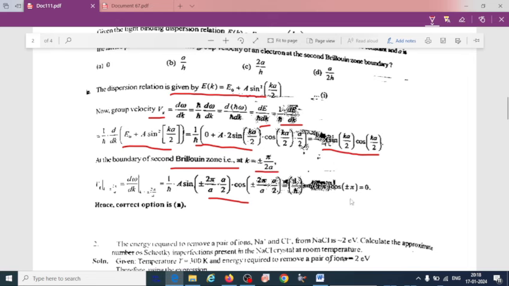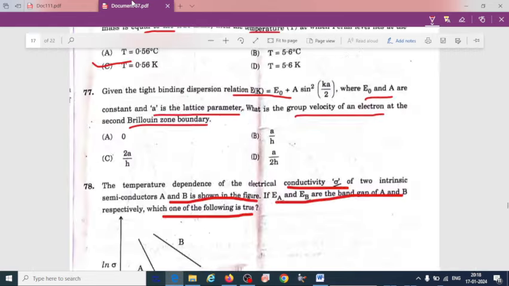The answer is going to be 0. So 2 gets cancelled. A sin pi is what? 0. Cos pi is not 0, but here sin pi is 0. That's why the answer is going to be 0. Here option A is correct.